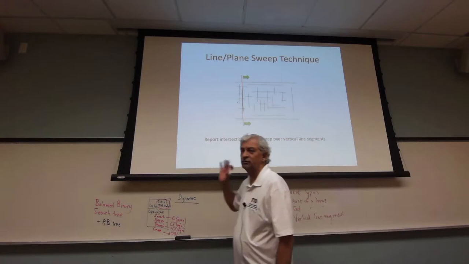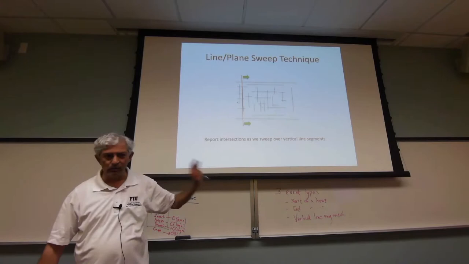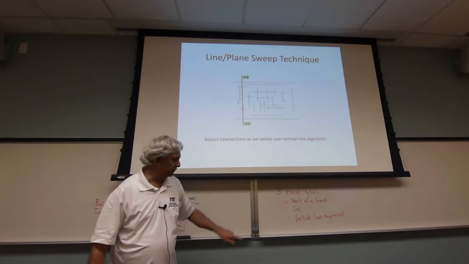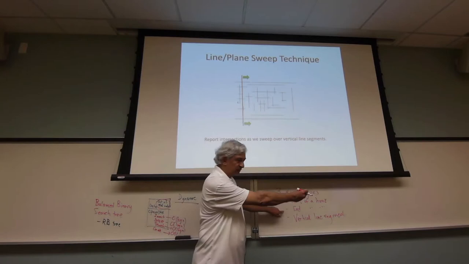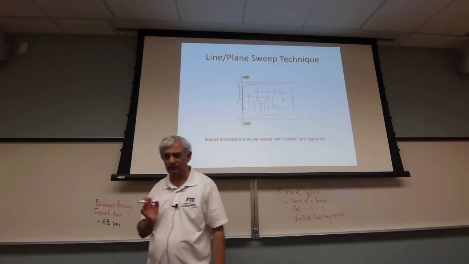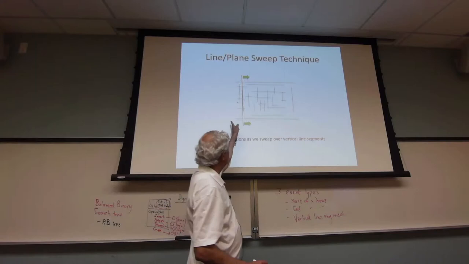So we're going to sweep the vertical line, and the only x coordinates we are interested in are one of these things. Each of these is an x-coordinate. Start of a horizontal line is an x-coordinate. End of a horizontal line is another x-coordinate. And the vertical line segment has an x-coordinate. Right? Those are the only three event types this guy is going to be interested in.